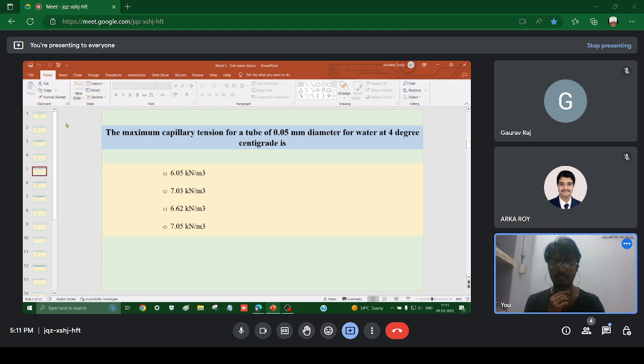The options are, I believe it will be in kilonewton per meter square. Okay, ignore the unit, I'll change the unit afterwards. The options are 6.05, 7.03, 6.62, or 7.05.